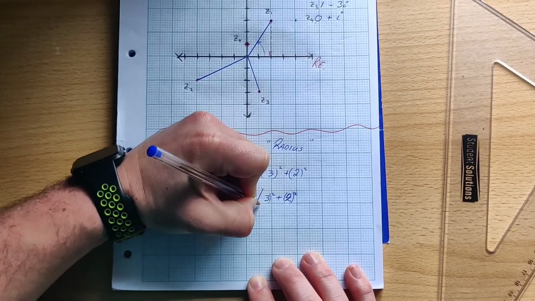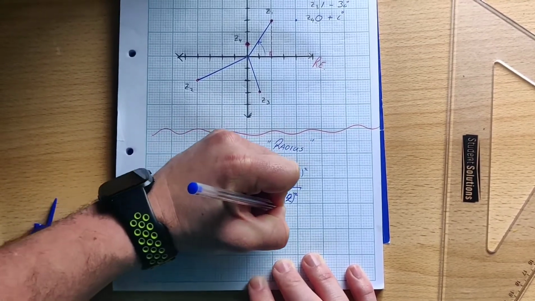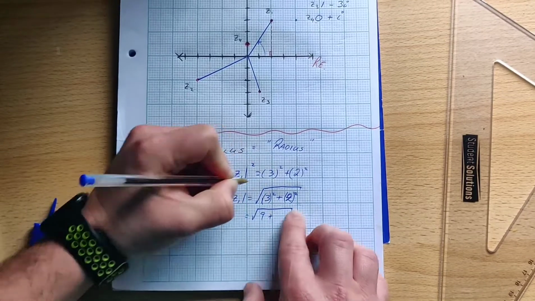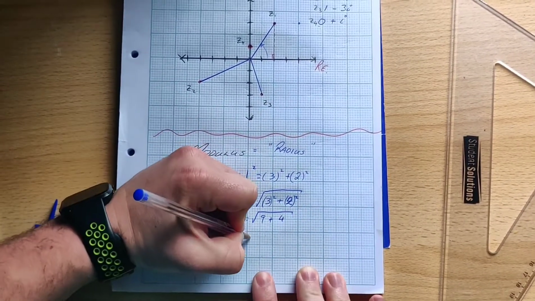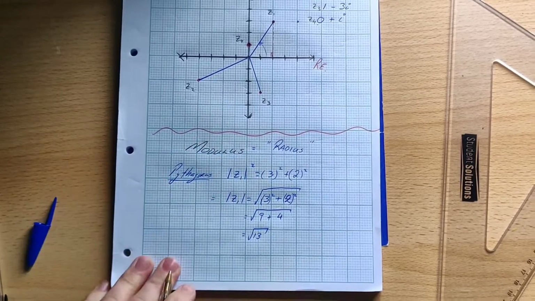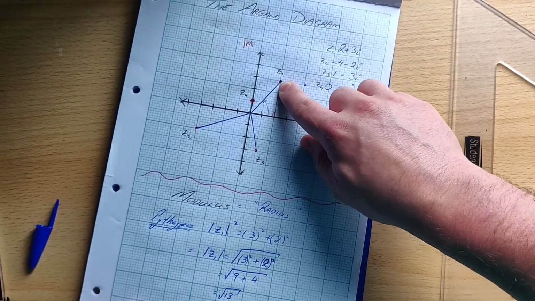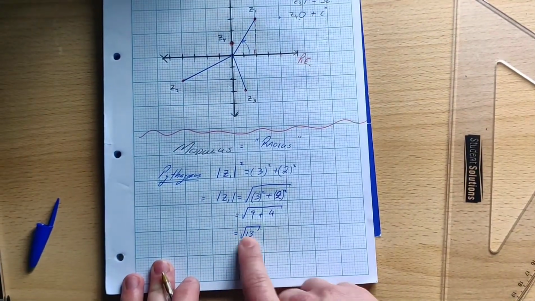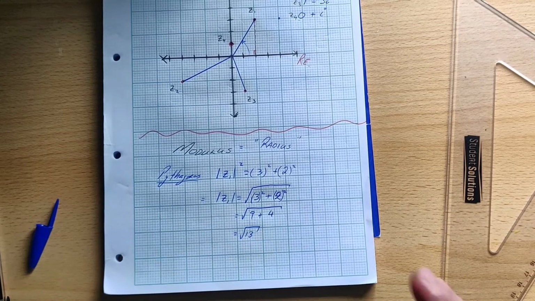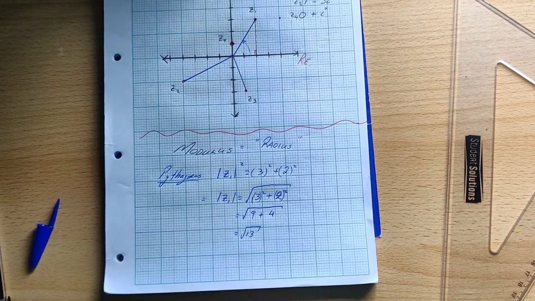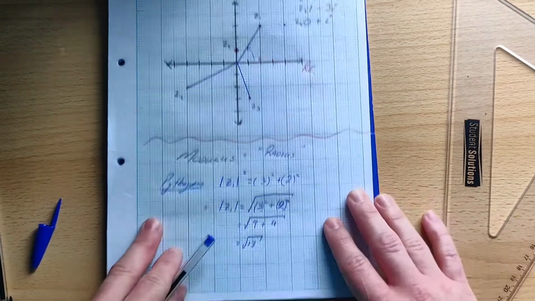Sorry, I jumped the gun a small bit. Which is the square root of 9 plus 4, which is what I almost wrote down, which is the square root of 13. So this line is square root 13 units long. So that is my modulus. Okay, that is how you find the modulus of any complex number when they're given in this form.